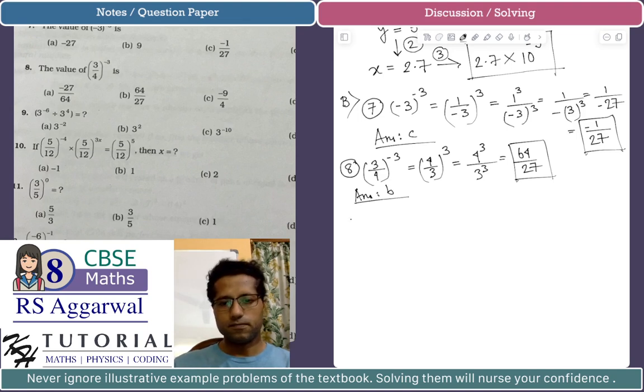Question number 9. We have to evaluate 3 raised to the power minus 6 divided by 3 raised to the power 4. So this is equal to 3 raised to the power minus 6. The power is negative, so it will be the reciprocal of the base, that is 1 by 3 raised to the power 6. And we have division.